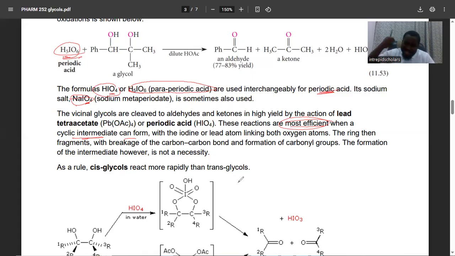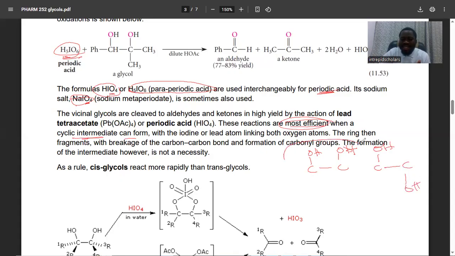And it would also make the next statement make sense because they are saying as a rule, cis glycols react more rapidly than trans glycols. Now look, the cis glycols will be the glycols with the C–OH at the same side. Now the trans will be like the C–OH at one side and then the C–OH at the other side, right?